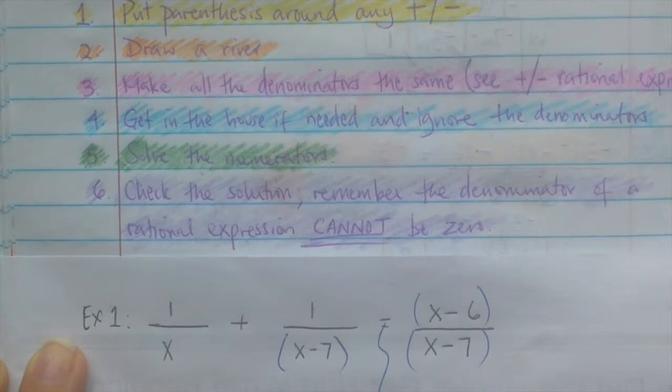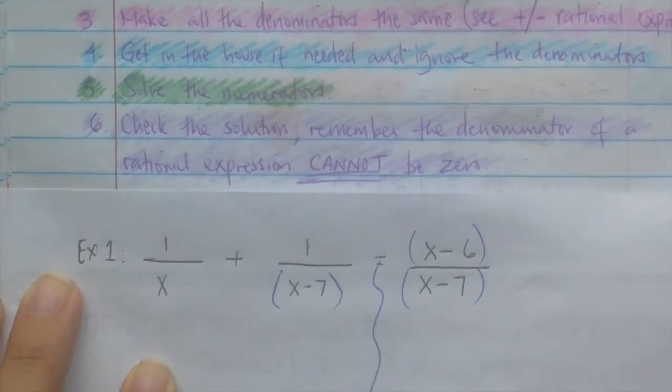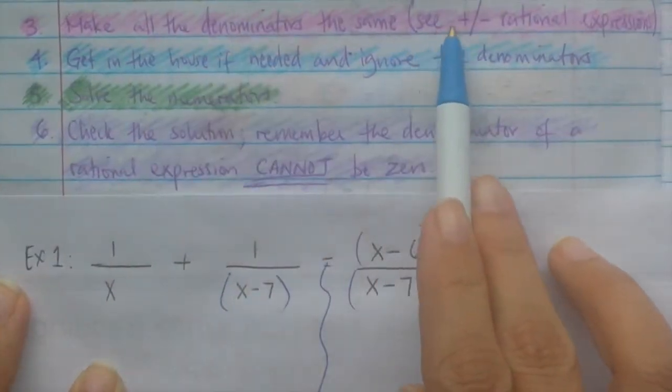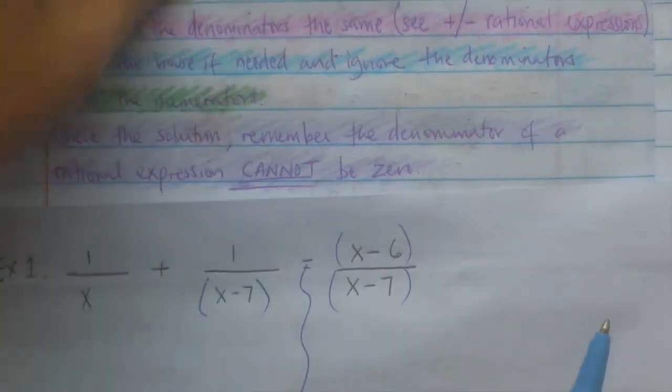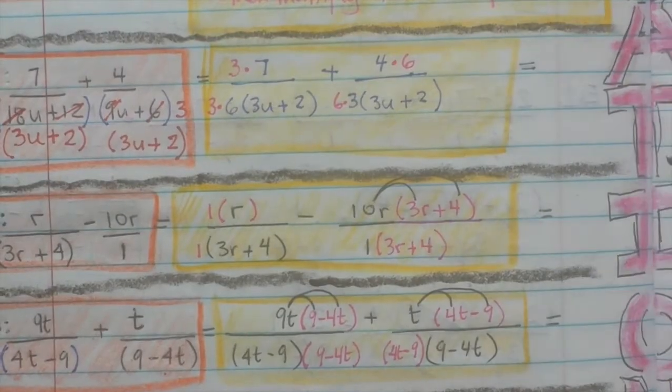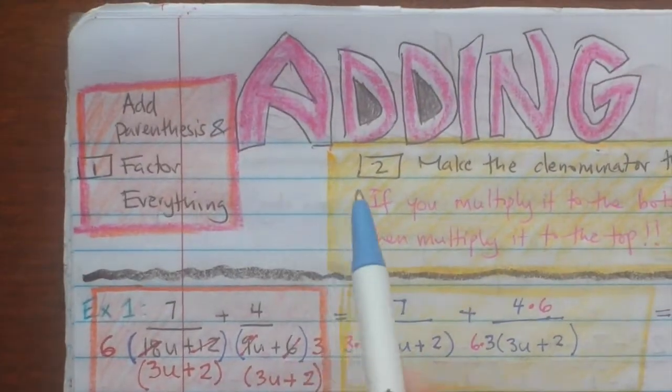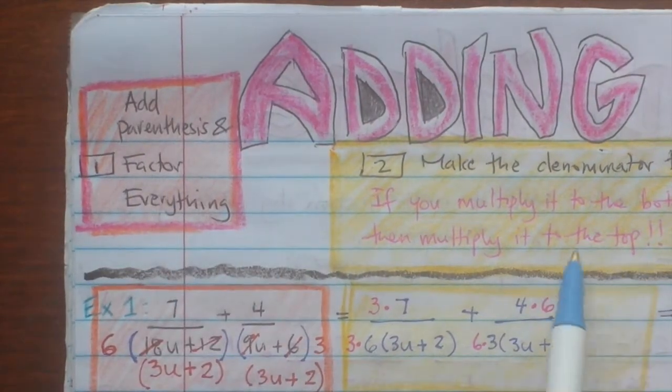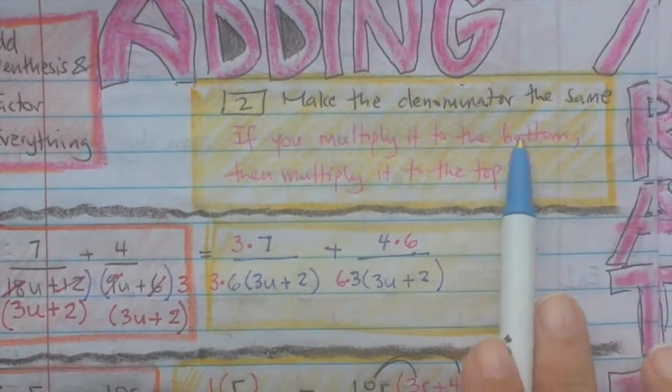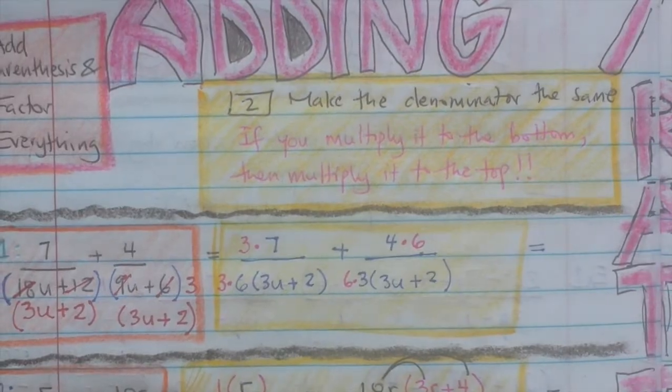Alright, then the third step is going to be to make all the denominators the same. And if you've forgotten how to do this, just look at how you did it in adding and subtracting rational expressions. Okay, so factor everything, make the denominator the same. If you multiply to the bottom, make sure you multiply to the top. That's basically all it is.